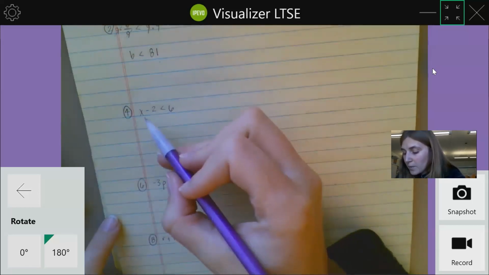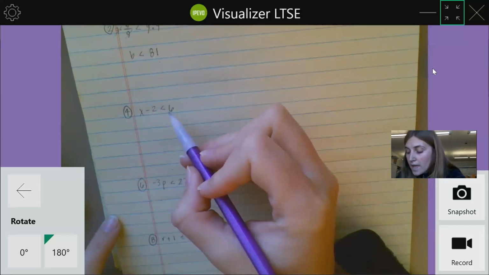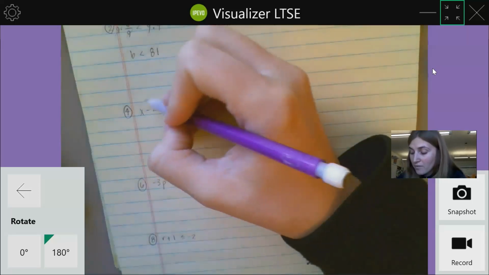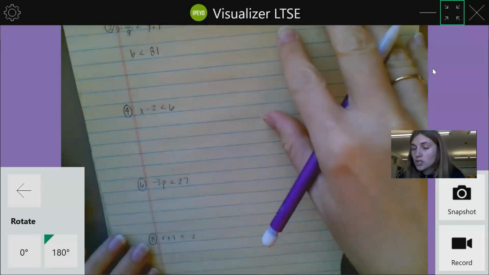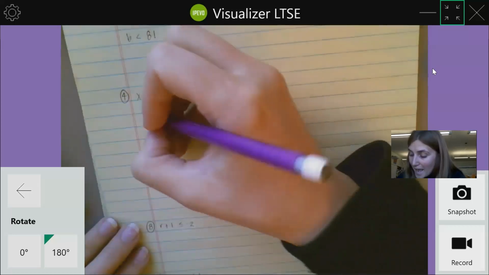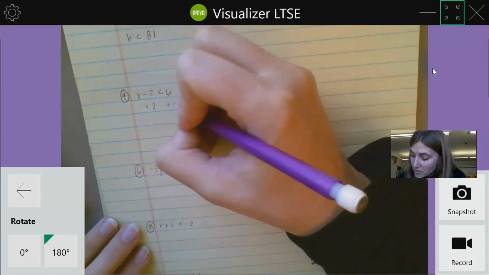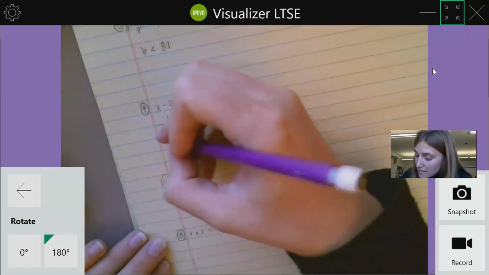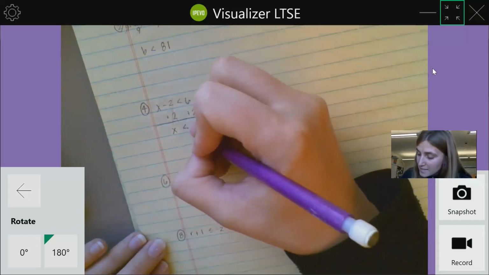So for this one, we have x minus 2 is less than 6. So since I'm subtracting 2 and I want to get rid of that so that my x is all by itself, I need to do the inverse of subtracting 2, which would be adding 2. If I add 2 over here, that means I have to add 2 over here. That means that I get x on one side, because these 2's cancel out. x is less than 8.